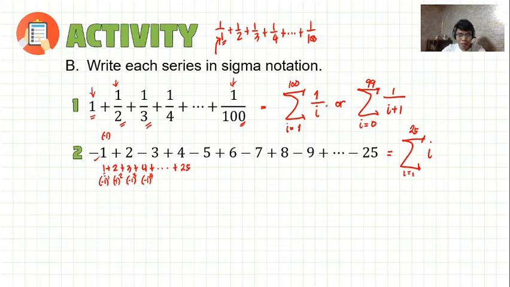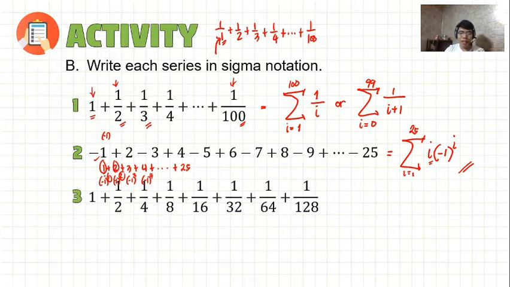So from that, I will just multiply this i here by negative 1. And take note, the exponent changes from 1 until 25. Whatever the number is on top, if it is 1 here, it is also 1 here. If it is 2 here, it is also 2. So if I have i here, I will also have i here. From that, I will now have this sigma notation. So this will be my final answer. The sigma notation of this series is this one. I hope you got that.